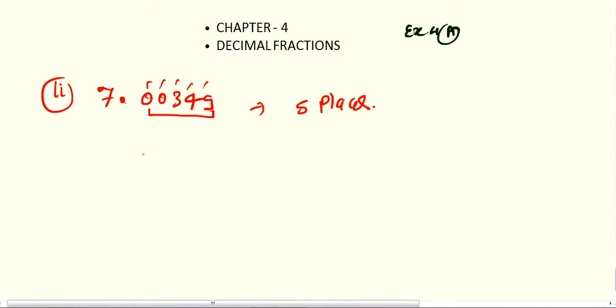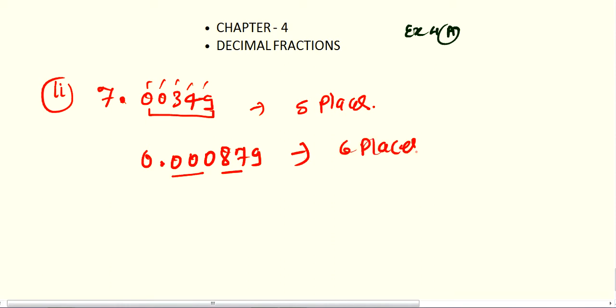Clear? Then the last question, 0.000879. How many places are there? Simply after decimal 3 and 3, 6. So you will write 6 places. So like this you have to solve question number 3.